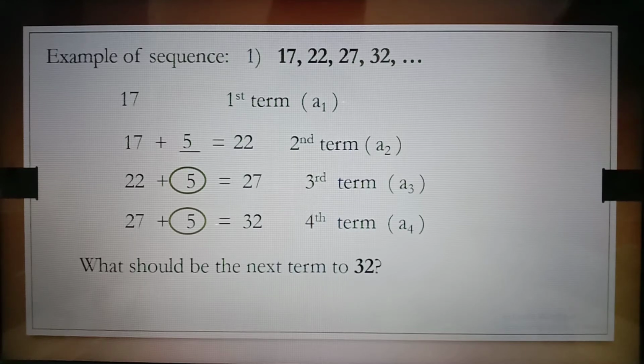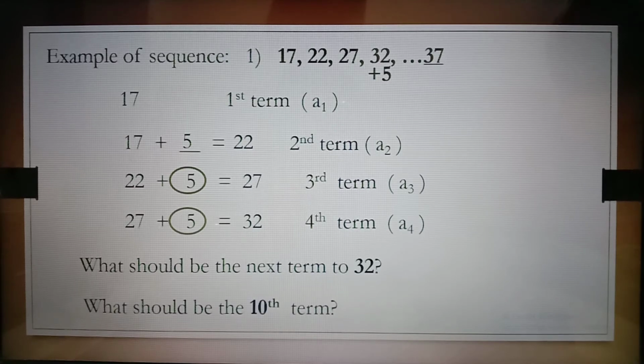27 plus 5 again is equal to 32, which is our fourth term or a sub 4. What should be the next term to 32? So kung naobserbahan natin na nag-a-add tayo ng 5 to get the next term, of course, we will also be adding 5 to 32. Will give you 37. So next to 32 is 37.